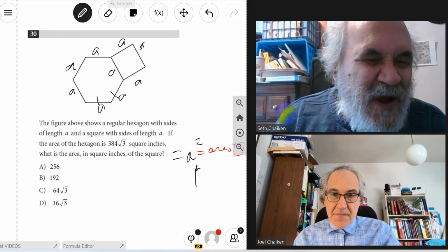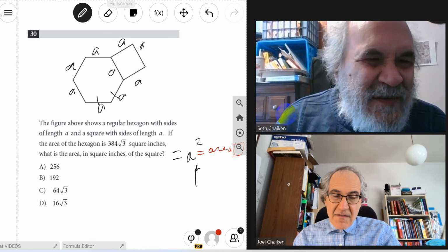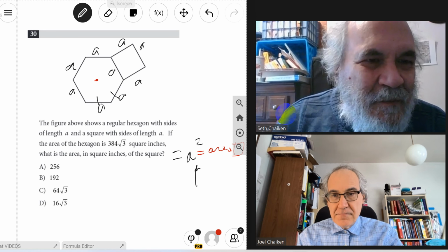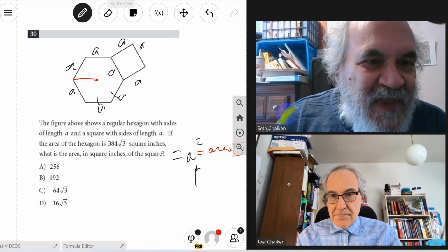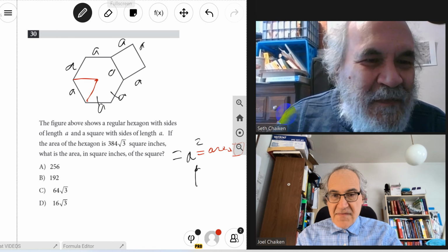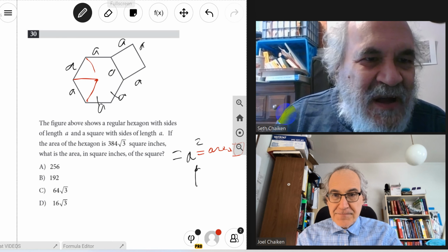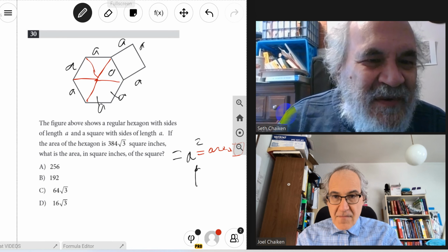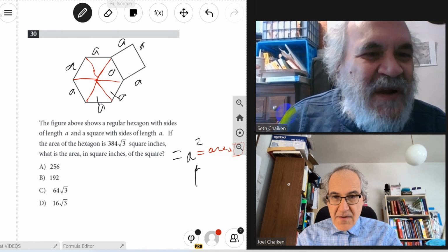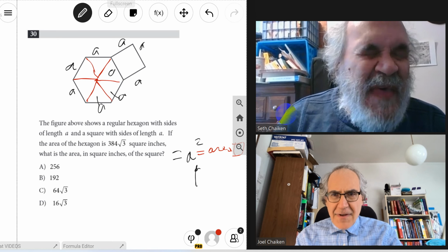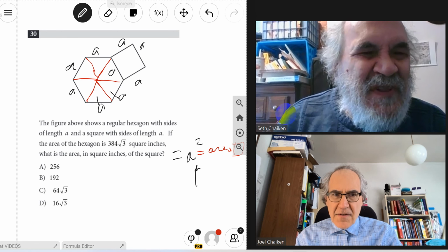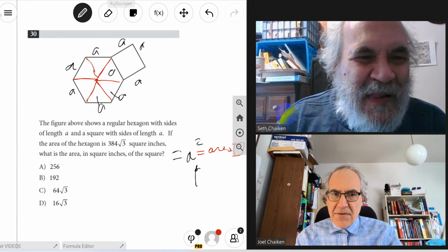But here is how I would approach it. A familiar figure in geometry is the equilateral triangle, and the hexagon is composed of 6 equilateral triangles. They may well give us the formula for the area of an equilateral triangle as a function of the length of the side. I don't think they do.